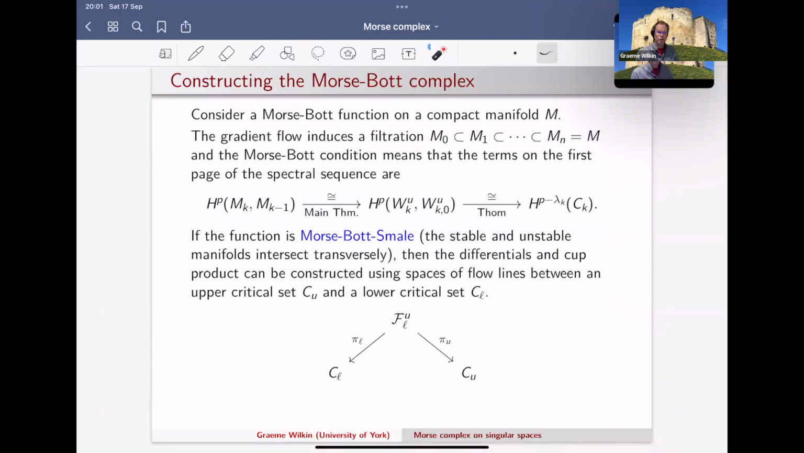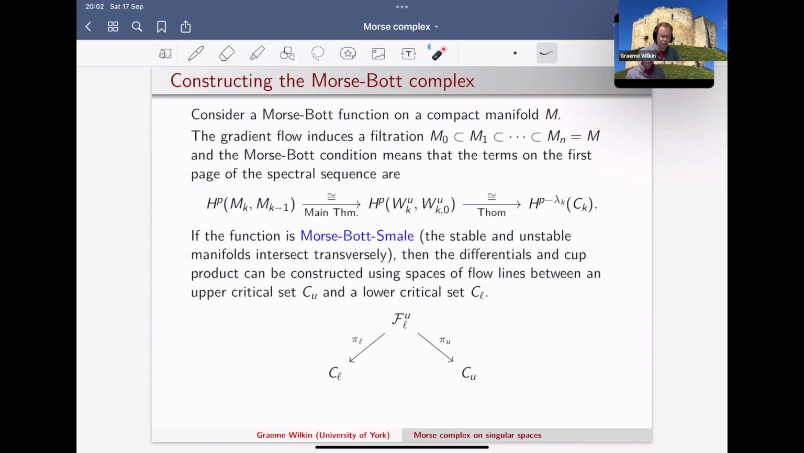So what we'd like to do is develop a Morse complex, as I said in the title. So I'll just go back to theory that's been well known for a few years. Suppose we have a Morse–Bott function on a compact manifold. It has critical sets, and at the critical set, the eigenspaces of the Hessian are either tangent to the critical set or they're positive or negative.